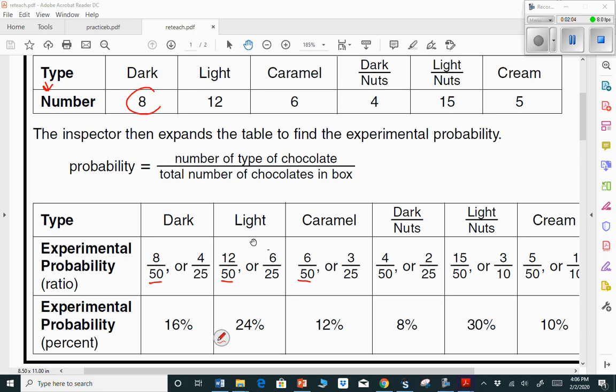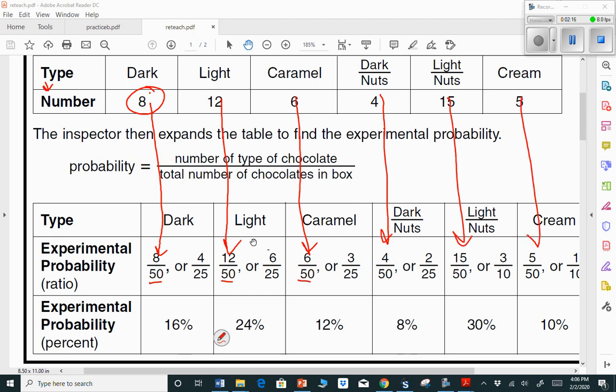And they just took the 8 for dark and put that there, the 12 for light and put that there, and so on. And then you just have to reduce the fraction then. And again, we're looking for a fraction here, otherwise known as a ratio. So our actual answer there is the reduced form of the fraction. Okay, then they express the experimental probability in terms of a percent.